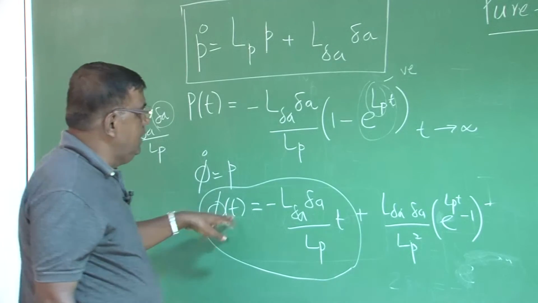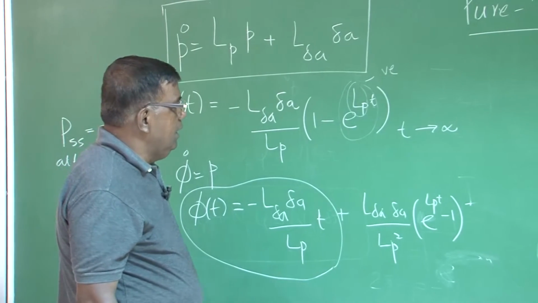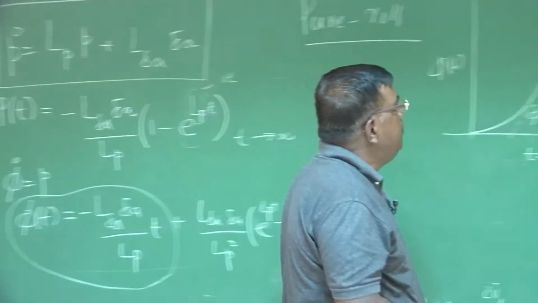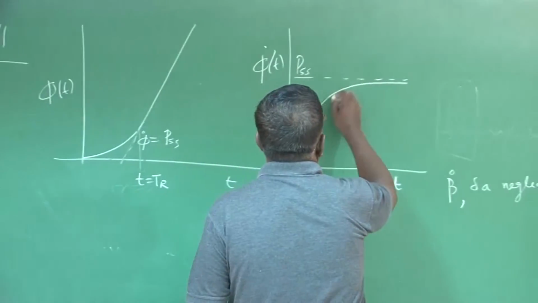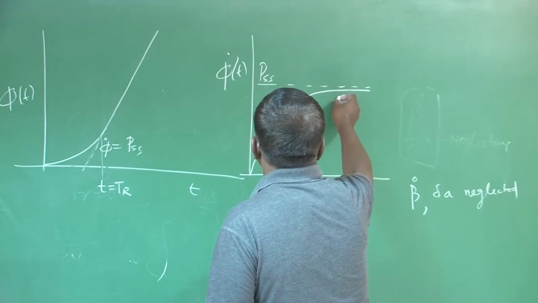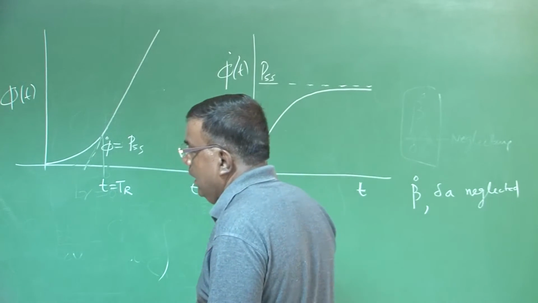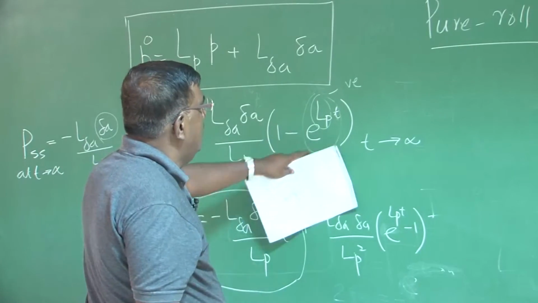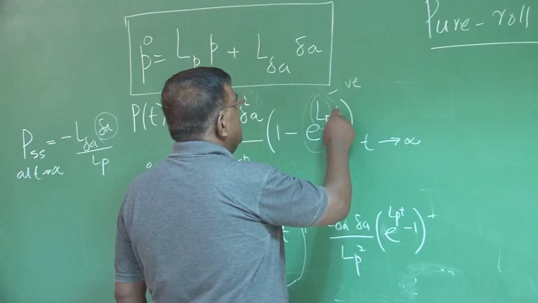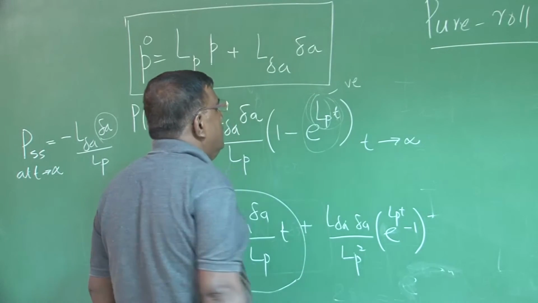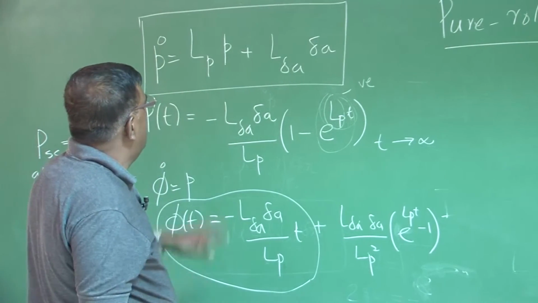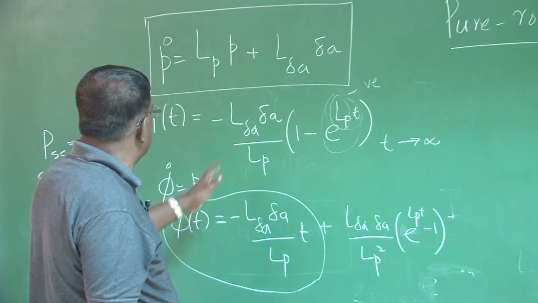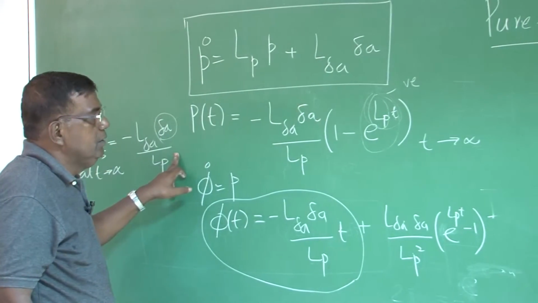You can see phi of t is L_delta by L_p and L_delta into delta by L_p square into e to the power L_p t minus 1, and we know L_p t is negative. So if I plot it like this, it will reach p steady state as time goes to infinity. As time goes to infinity, this term goes to 0, and so you have p steady state as L_delta into delta A by L_p, which is given here, I am just repeating.